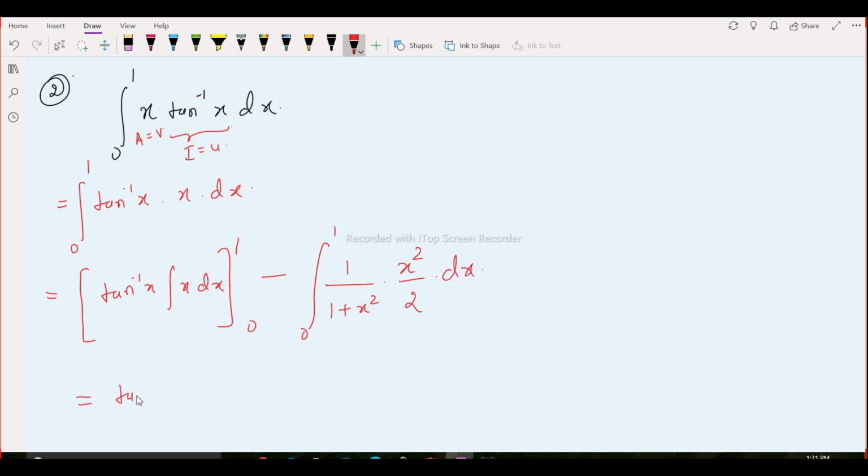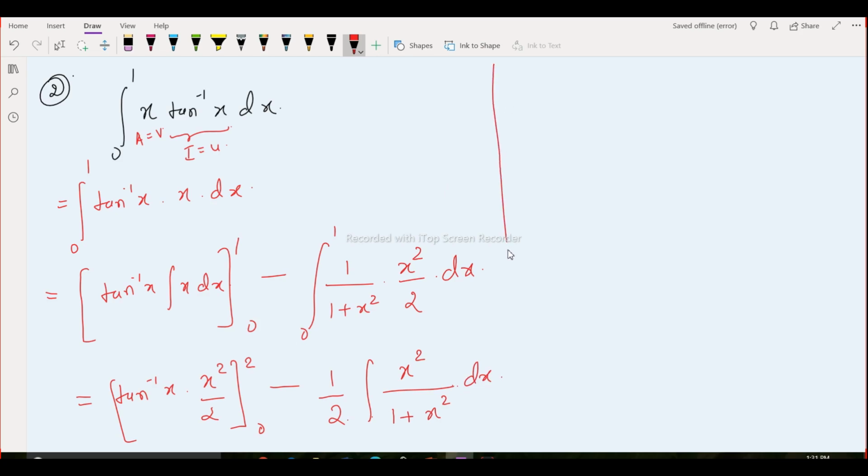So you have tan inverse x, integration of x is x square by 2, and the limits 0 to 2, minus, now let's try to solve this one. So let me take this half outside, and here we have x square upon 1 plus x square dx. Okay, so let's see how we can solve this integral. So now this part is simple. We can solve this easily. Okay, so I can put the limits and solve this part.